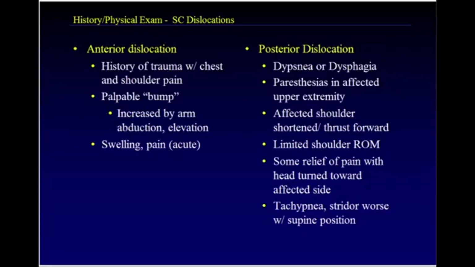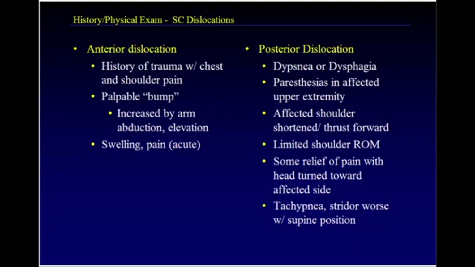An anterior dislocation can be diagnosed with a history of trauma, with chest and shoulder pain. Frequently, you'll feel a palpable bump on clinical examination of the anterior aspect of the chest wall, and the bump can be exacerbated by abducting and elevating the arm, and these patients, of course, will have acute pain and swelling.